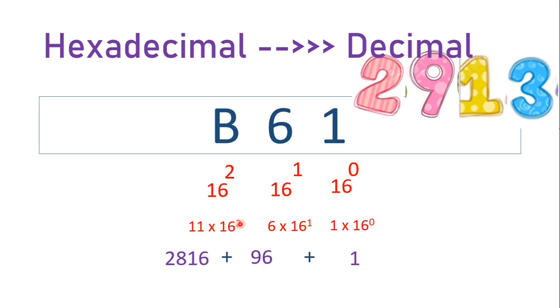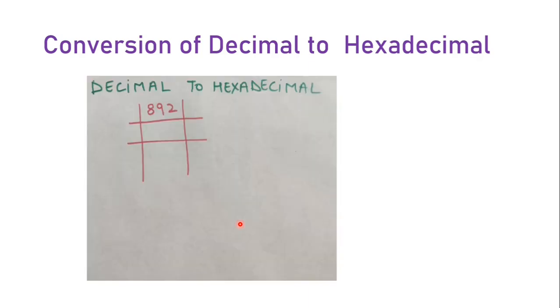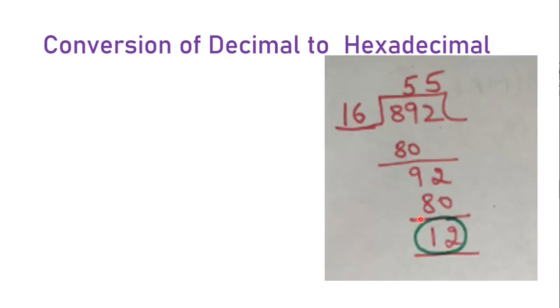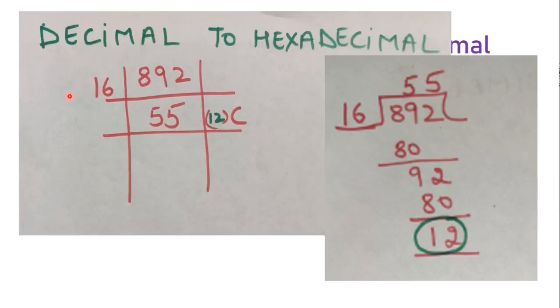The next topic is the conversion of decimal to hexadecimal. Let us consider a number 892, and we need to convert this into hexadecimal. So we have to divide this number by 16. When we divide 892 by 16, we get the remainder 12. So we will write 12 here. 12 means A is 10, B is 11, C is 12. And we need to write 55 here.